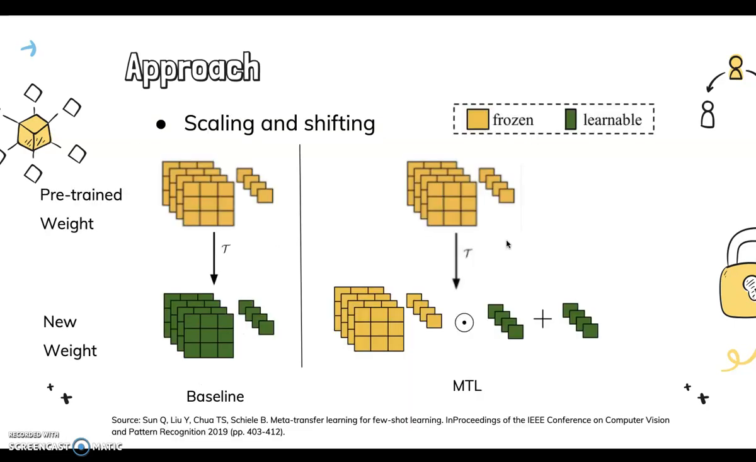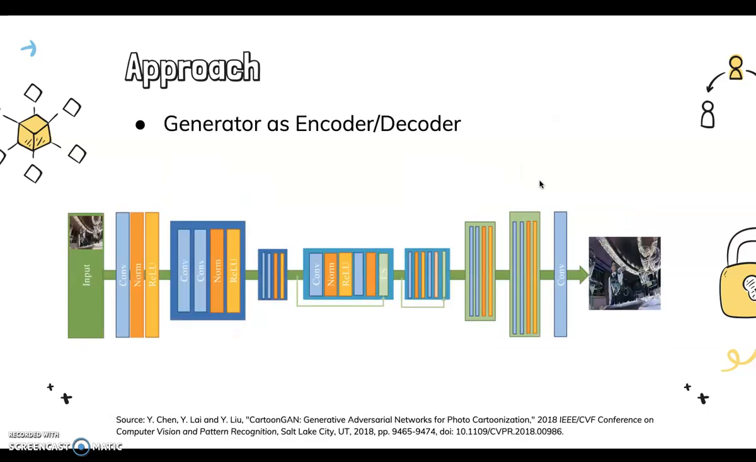Let's talk about scaling and shifting. The first row is the pre-trained weights, and the second row is the new weights. In baseline, all the weights need to be trained. In MTL, we can assume that the new weights are obtained by scaling and shifting the pre-trained weights. This is the scaling, and this is shifting. The parameters in the original model are frozen, and only the scaling and shifting parameters are updated during the training process. This method significantly reduces the learnable parameters and increases the training speed.